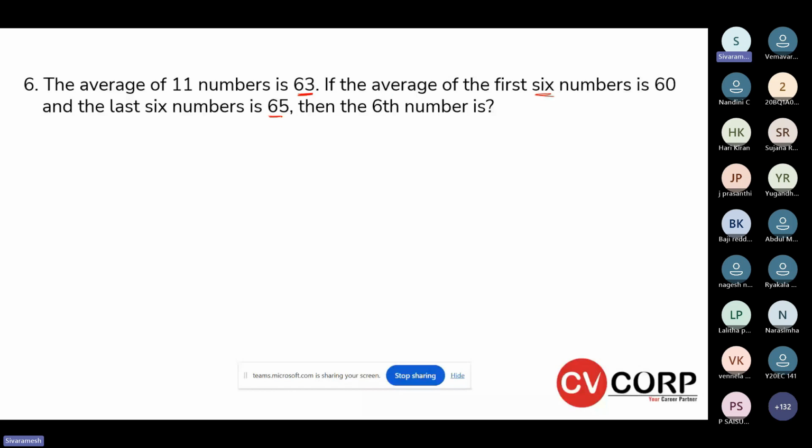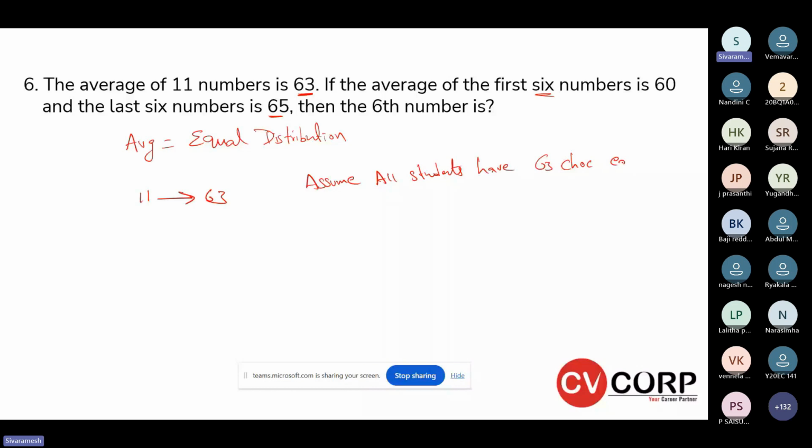The first thing we should understand is that average is nothing but equal distribution. We can solve this question in a simple way by understanding the chocolate method, which many students might already know. Let's say the average of 11 numbers, or 11 students, is 63. That means assume all students have 63 chocolates each, so that obviously the average will become 63, correct? I'm just assuming all students have 63 chocolates each.